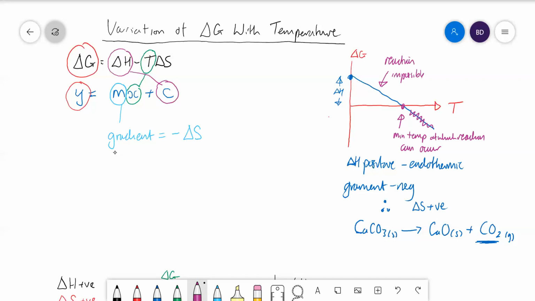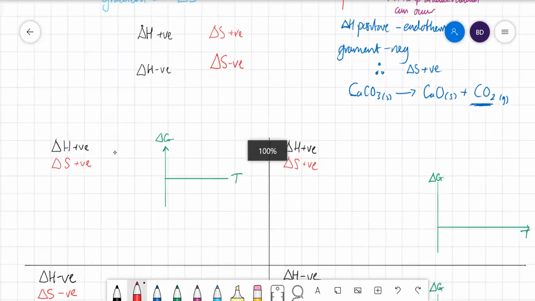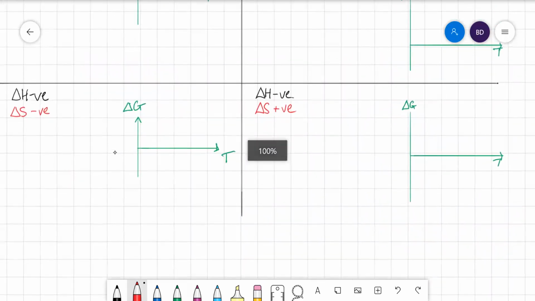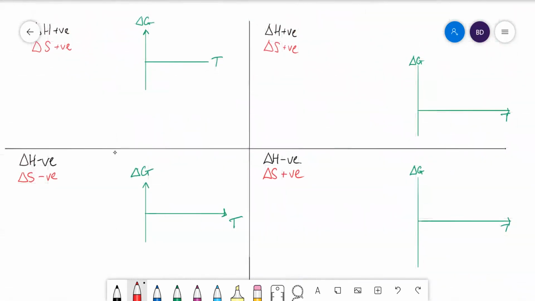Right, so we're going to use this. There are only 4 kinds of reactions really, aren't there? Because delta H can be positive, or delta H can be negative, and delta S can be positive, or delta S can be negative. So we've got 4 combinations there, which I've done below here. So we have a look at one I did earlier. Right, so there we've got them all.